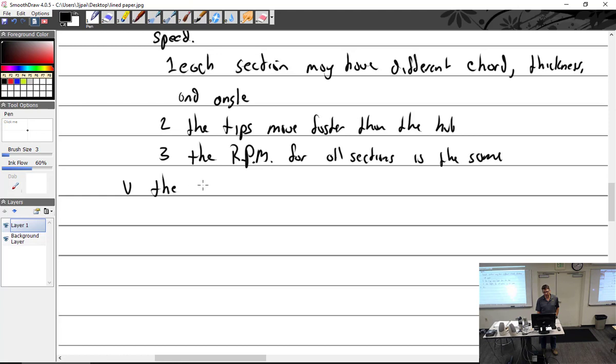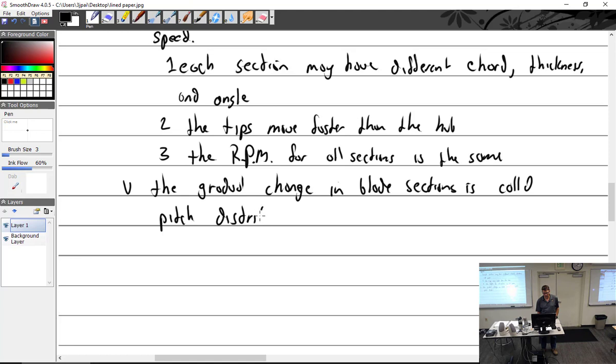This gradual change in blade sections or elements is called pitch distribution. And that is the noticeable twist in the prop. Or blade.